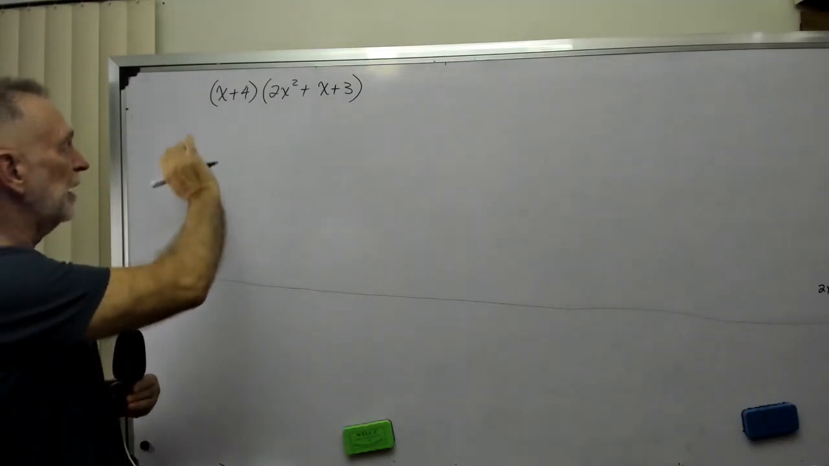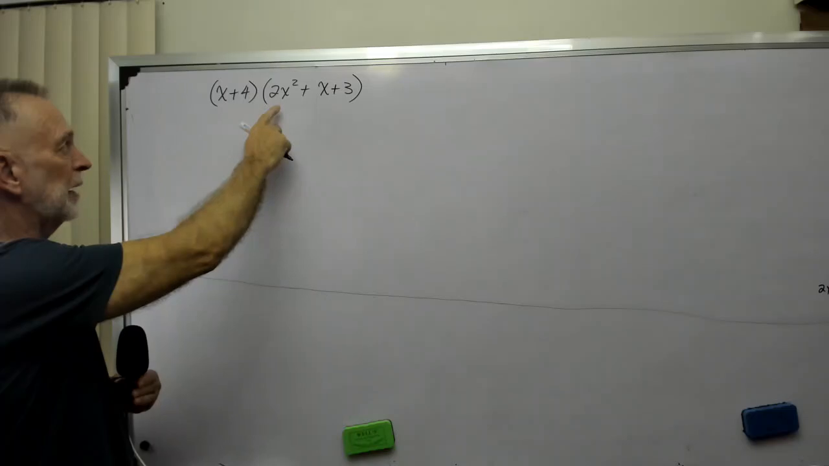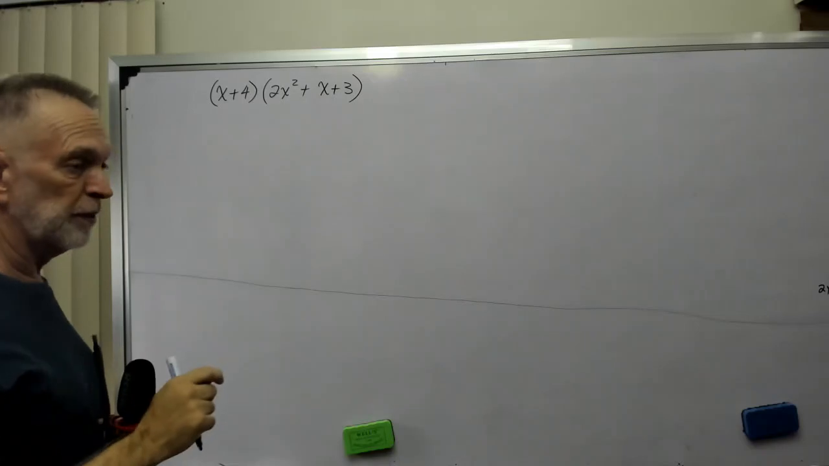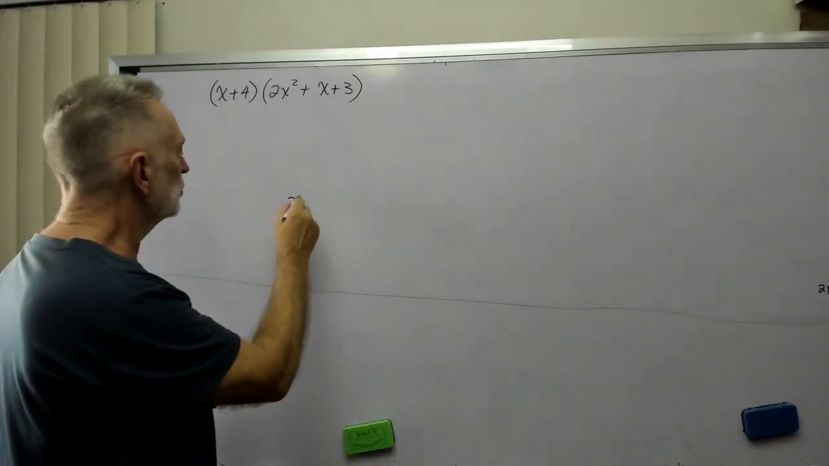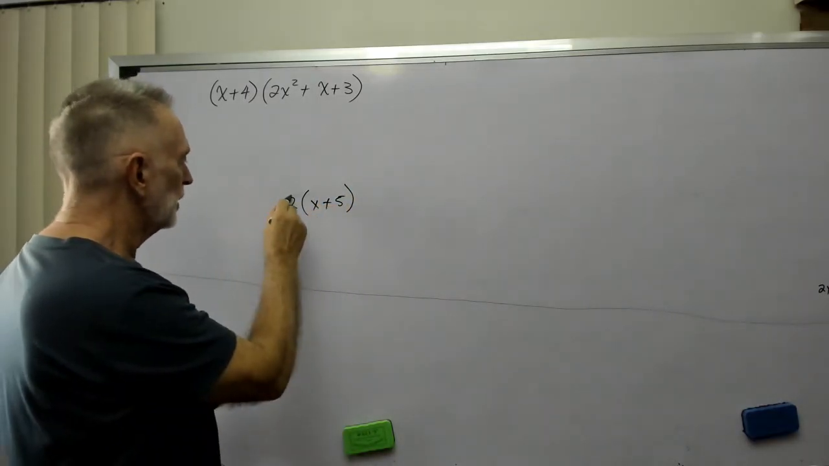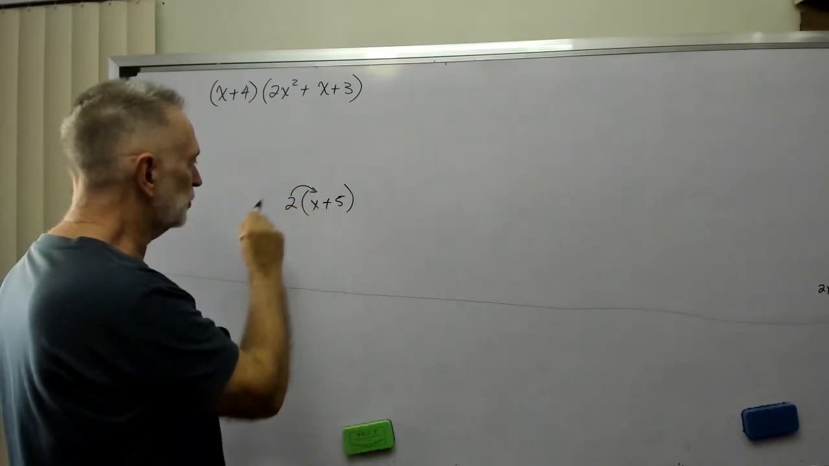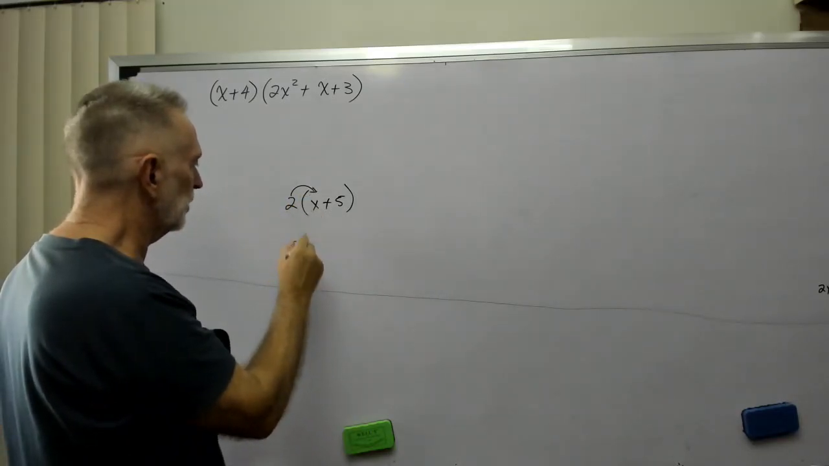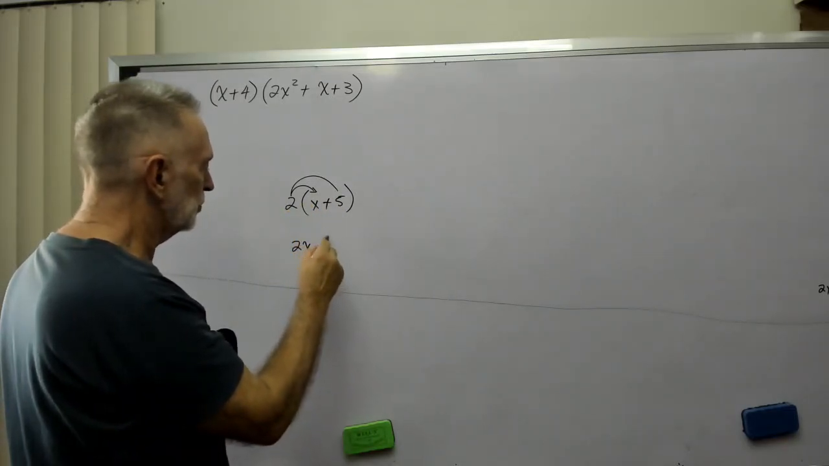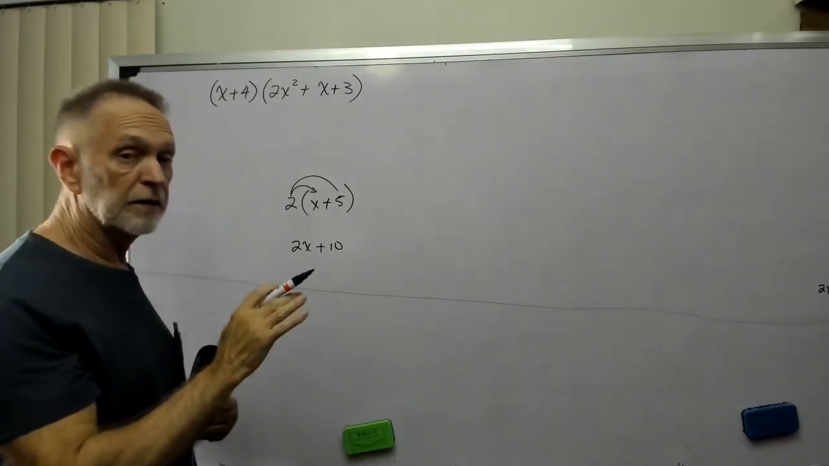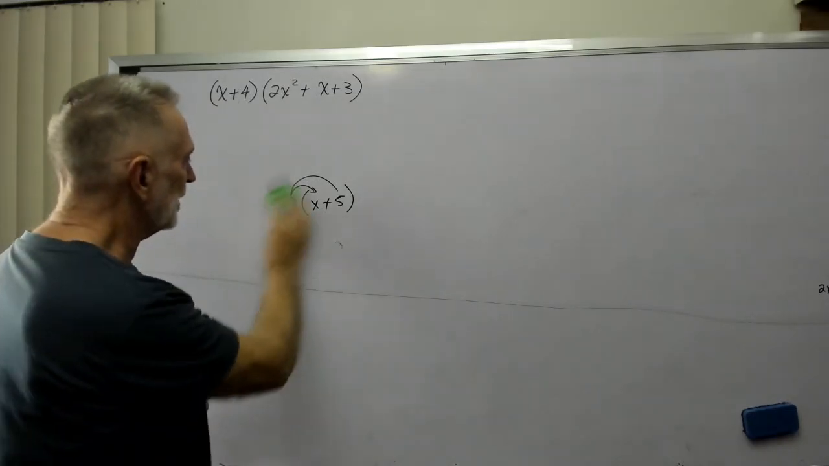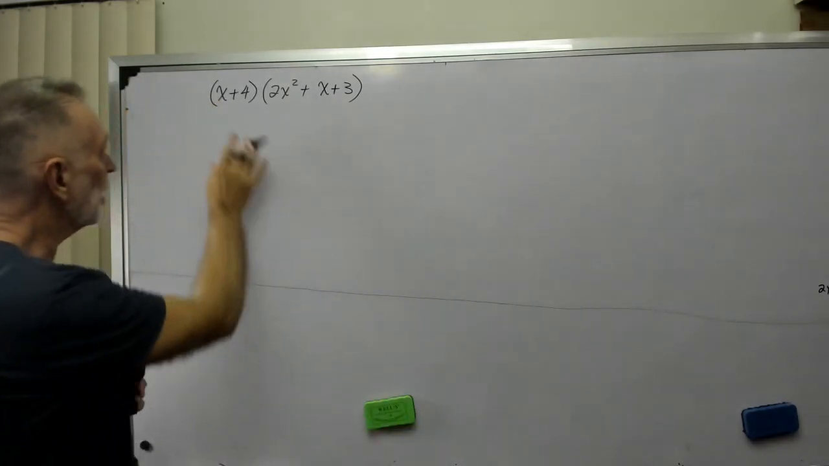Okay, in this case we have x plus 4 multiplied by 2x squared plus x plus 3. Now the distributive method, let's say I have 2 times (x plus 5). The distributive method says I'm going to take that 2 and multiply it inside. I'll get 2x. And then I multiply that 2 times a positive 5, and I get 10. Okay, that's the distributive method. So we're going to perform that same thing on something a little bit more complicated.